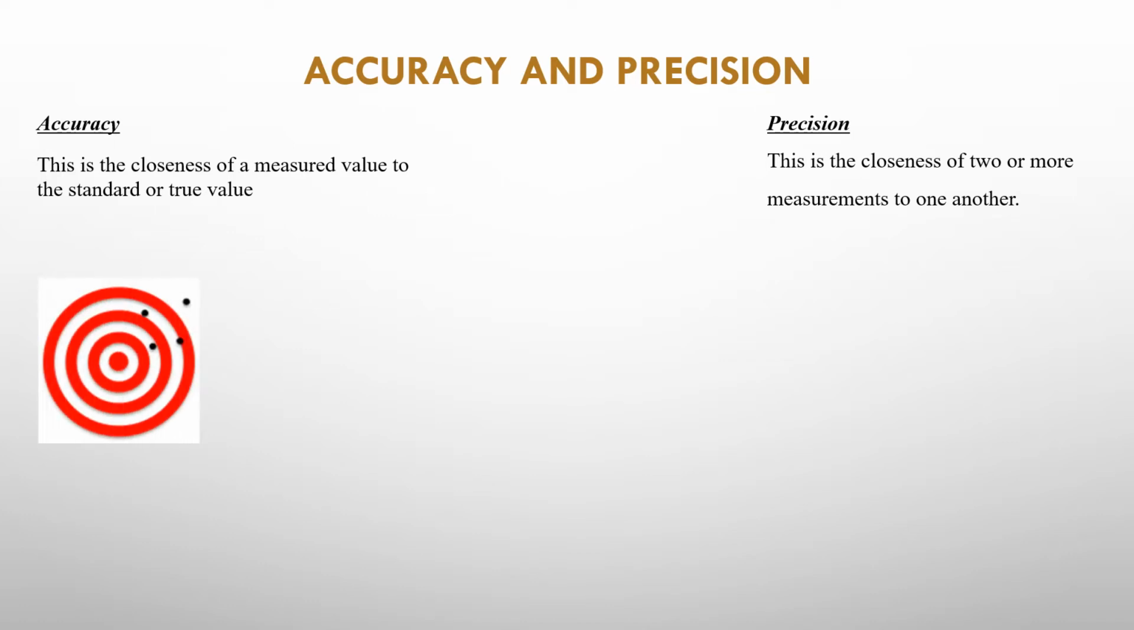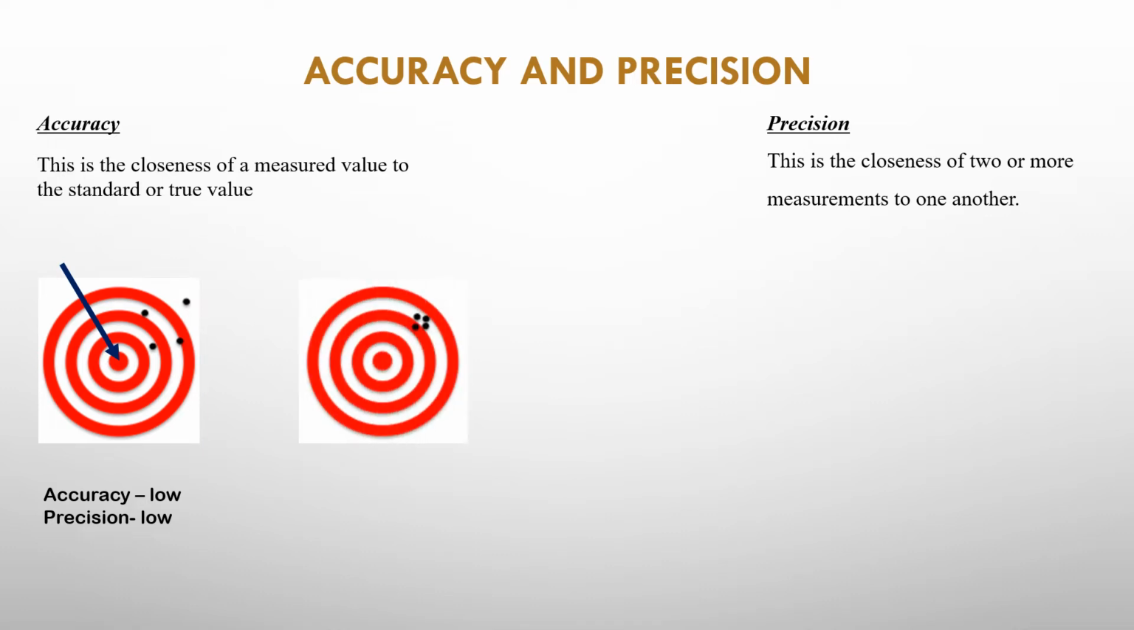Let's look at a scenario here. So we have a dartboard, and as we know, the dartboard contains the bullseye. This bullseye is going to be our standard or the true value. So notice how the darts are spread across the board. Now in this case, the four darts are away from the bullseye, which means that they have low accuracy. At the same time, the four darts are far away from each other. So we say they have low precision as well.